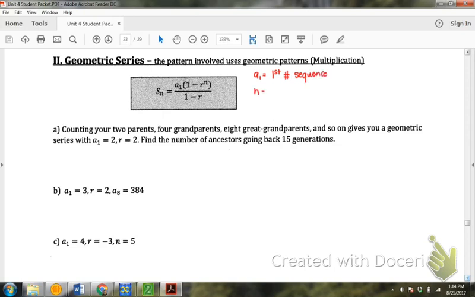We know that N is the number of terms. But if we look in this one, what is our R? That's new. That's new, right? The R is new. So R we're going to think of as the rate at which the pattern is increasing or decreasing.